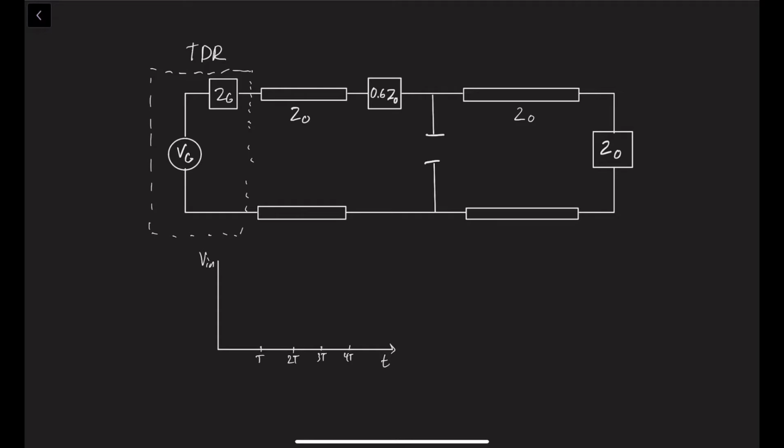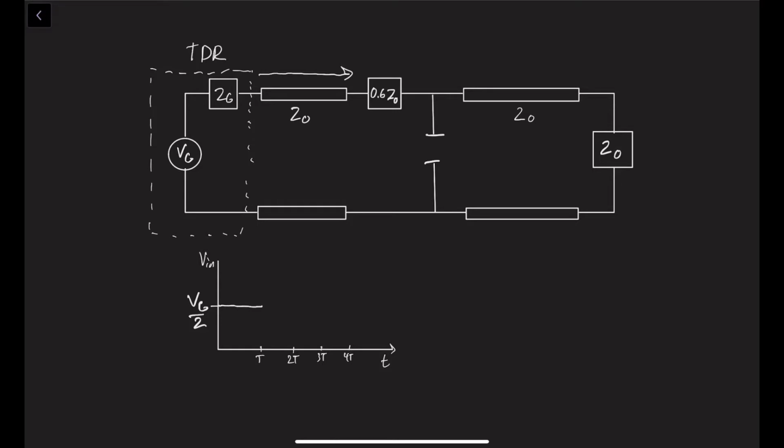For our final example, we will take a look at something a little bit more complicated. So initially when the TDR is turned on, the voltage that will be sent out by the TDR will be Vg by 2 because Zg and Z0 are matched, and therefore it'll be a voltage divider of two equal impedances. So this voltage will propagate down the transmission line, and if it takes time t to reach the end of the first transmission line, then the TDR will see something like this initially.